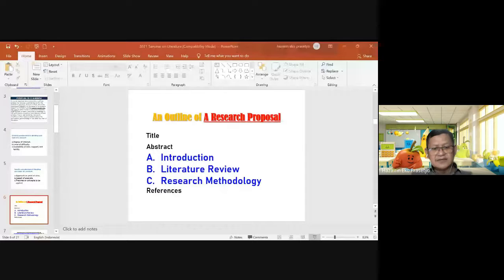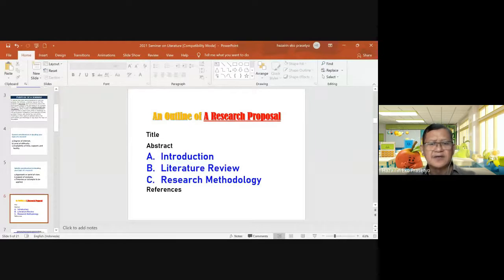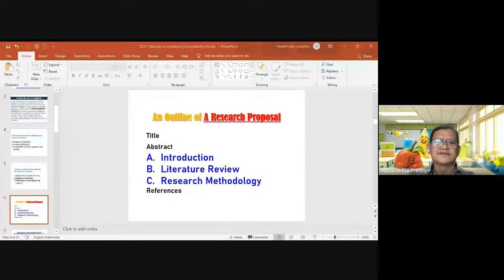The abstract should contain at least three elements. The first element is the purpose or purposes of your research. In our department, for your final task, there should be at least two problems. Two problems mean two purposes, two objectives. So in your abstract, the first sentences should tell the readers about the purposes of your research.